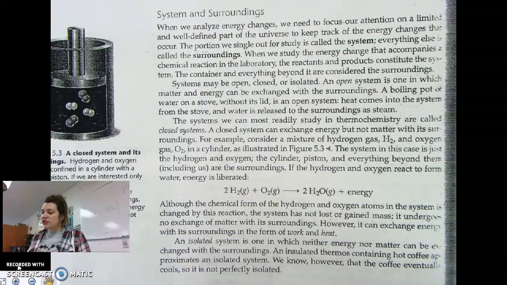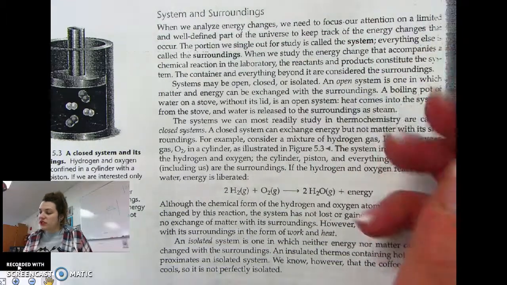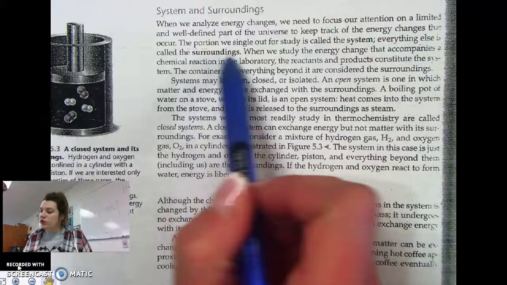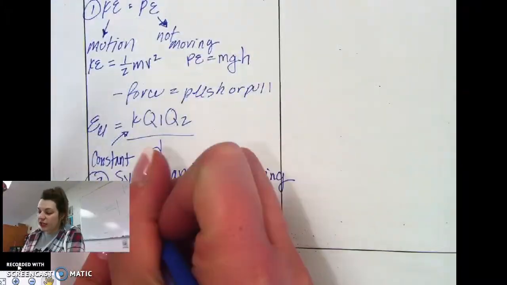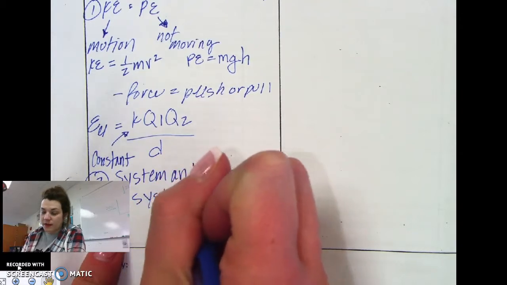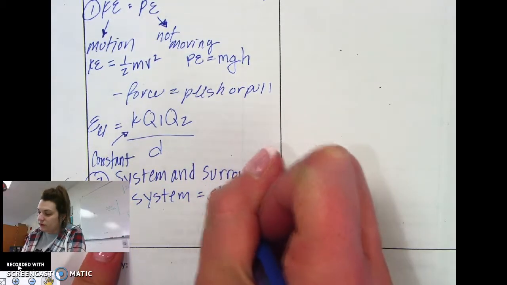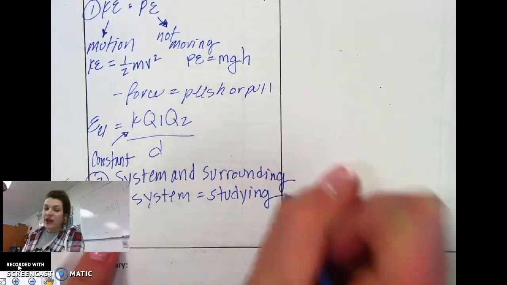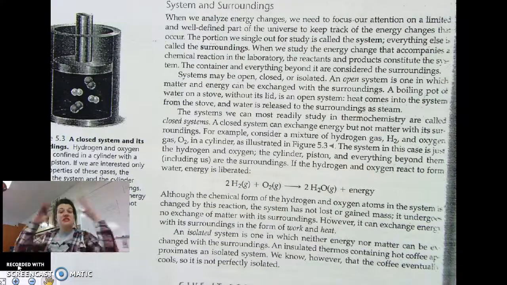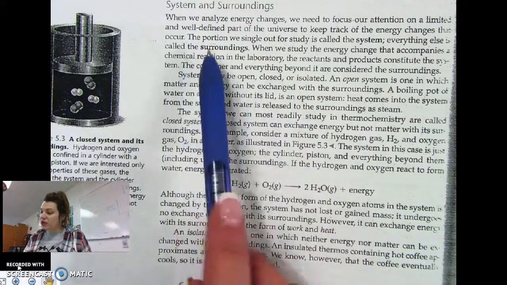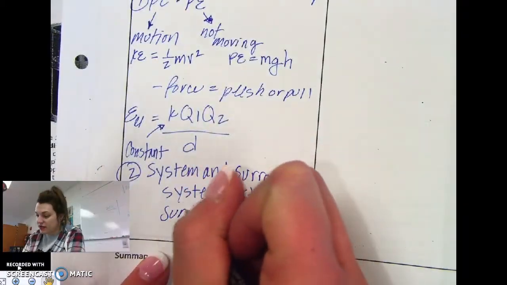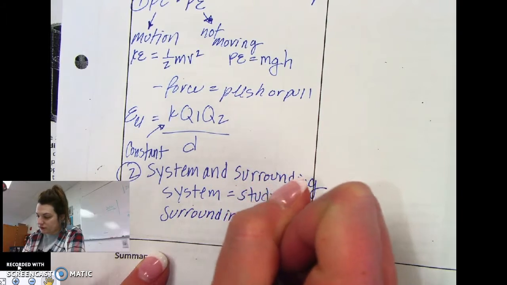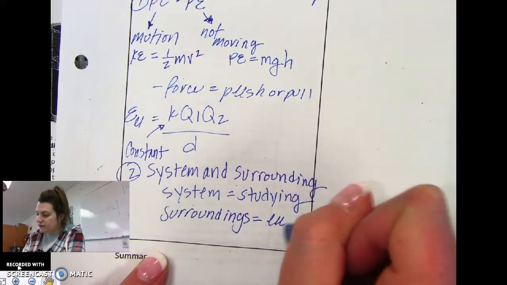So when we analyze energy changes, we need to focus our attention on a limited and well-defined part of the universe to keep track of the energy changes. The portion we single out for study is called the system. Okay, so the system is what you're looking at. The system is what you're studying. Then which probably means the surroundings is everything else. So let's keep reading. System, everything else is called the surroundings. Exactly. So that's what it says. So the surroundings, everything else.